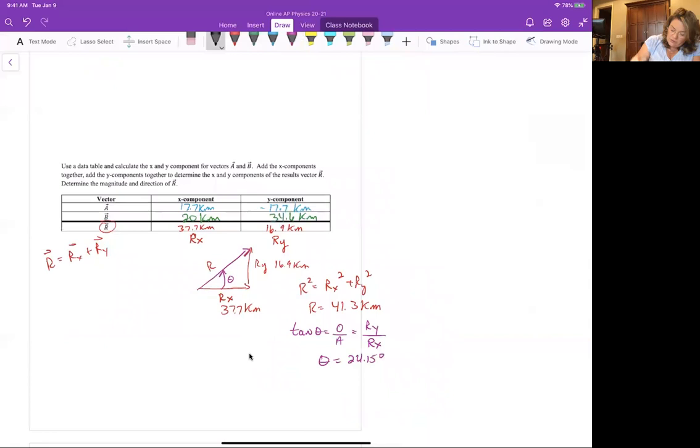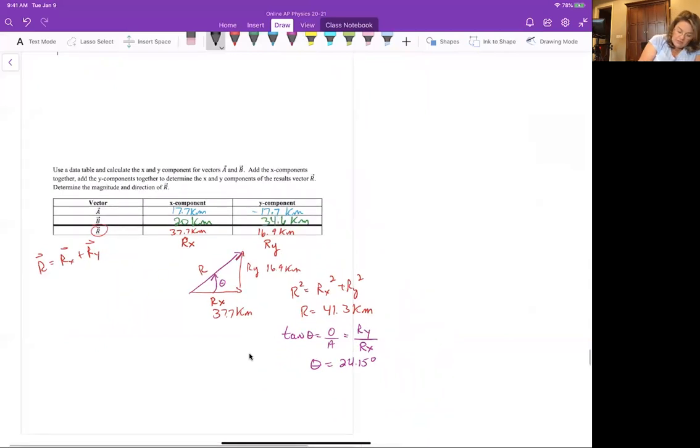I write my answer in this way. The answer is 41.3 kilometers at 24, let's call it 0.2 degrees north of east. That's one way to write it.